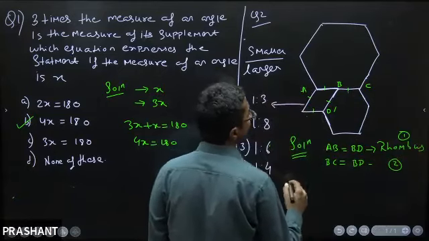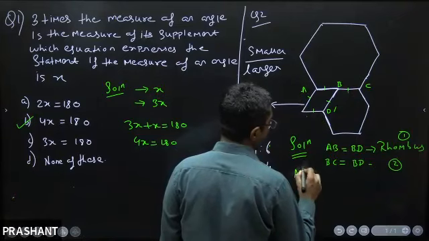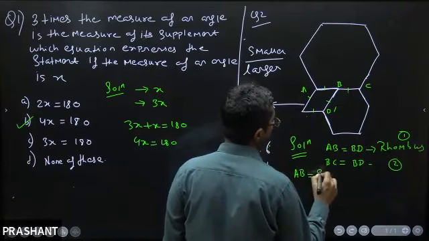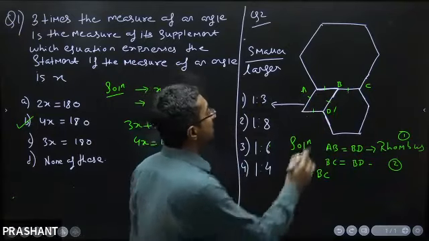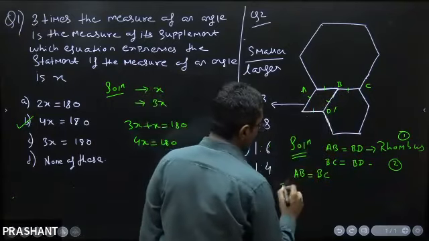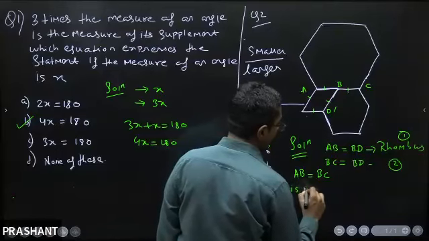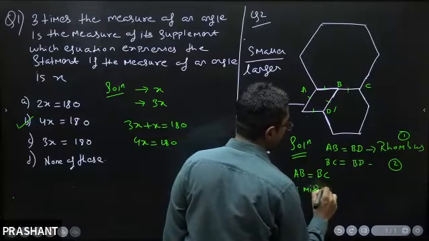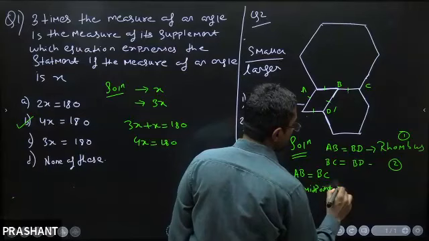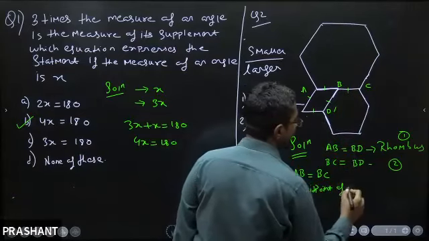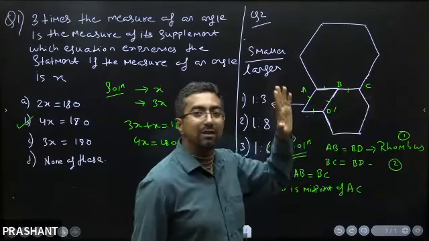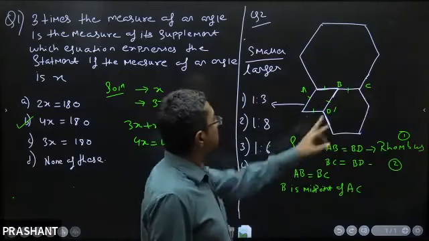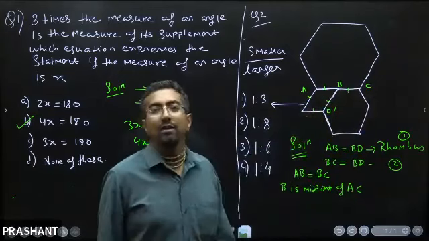from 1 and 2 we get AB is equal to BC. Correct? So ये दोनों equal हो गया. इसका मतलब क्या हो गया? This means that B is a midpoint of AC. Correct? B is a midpoint of AC. इसका मतलब ये हो गया. Correct? So B is a midpoint of AC.